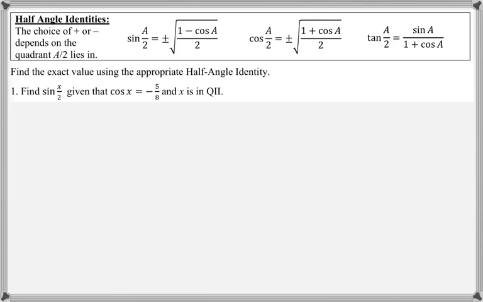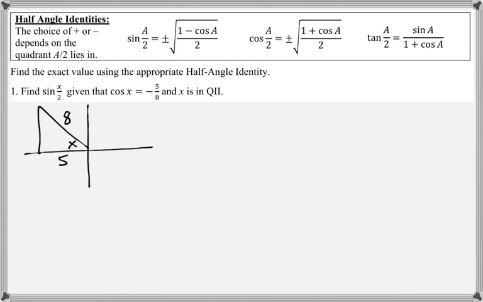But question number 1 wants us to find the sine of x over 2, given that cosine of x is equal to negative 5 over 8, and x is in quadrant 2. So I'm going to draw my triangle in quadrant 2, and I know my adjacent is 5 and my hypotenuse is 8 because cosine is equal to adjacent over hypotenuse.